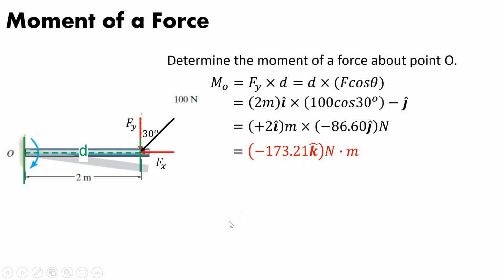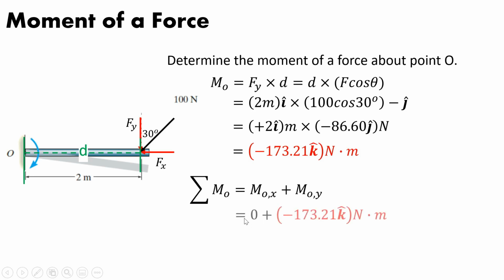And we will get the summation of moment. So the summation of moment due to Fx is 0, and the summation of moment due to Fy is negative 173.21 k hat. And the answer for the summation of moment is negative 173.21 k hat Newton meter.